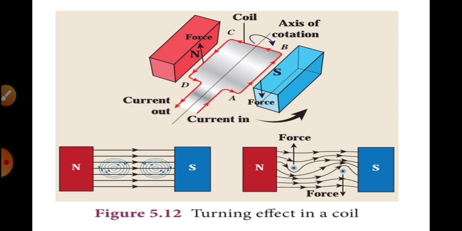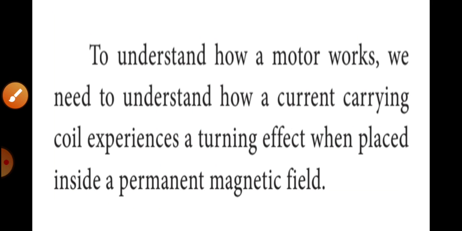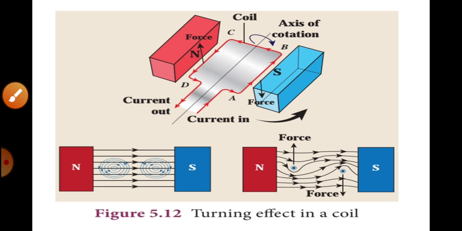We will take this as the coil. Then we have the coil ABCD, a rectangular coil. This is the rectangular coil, the simple coil ABCD. Now look at the current carrying conductor segment AB.